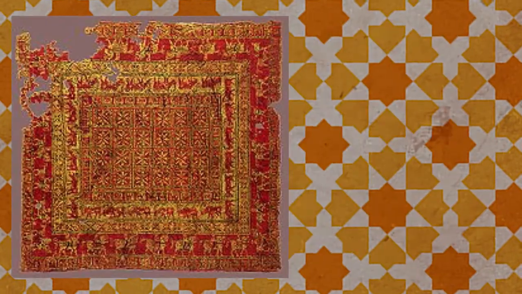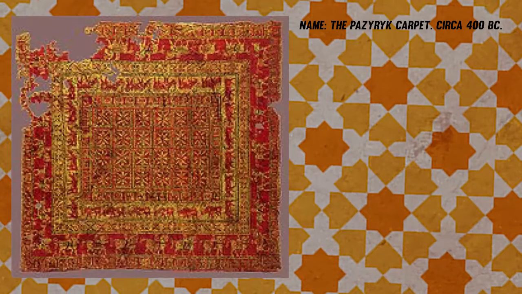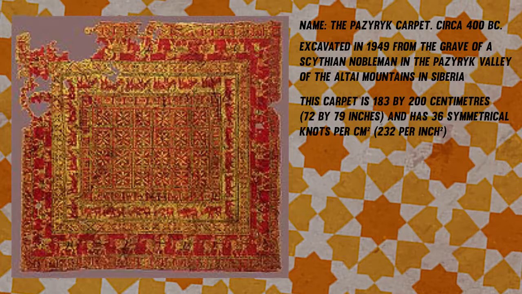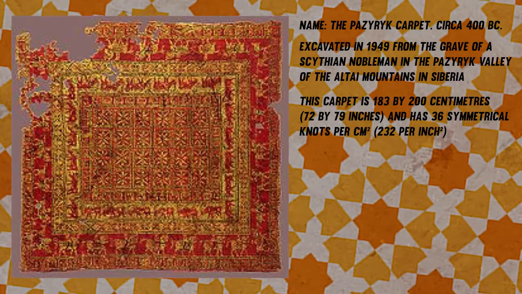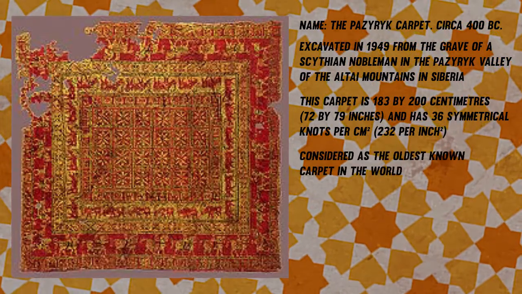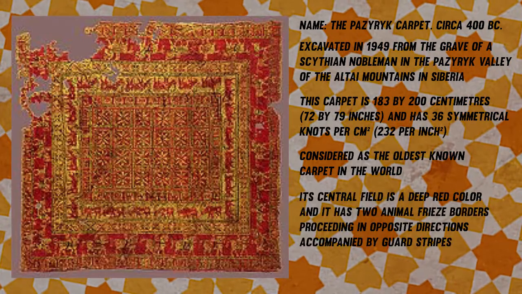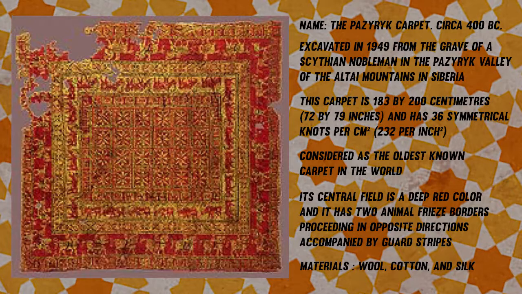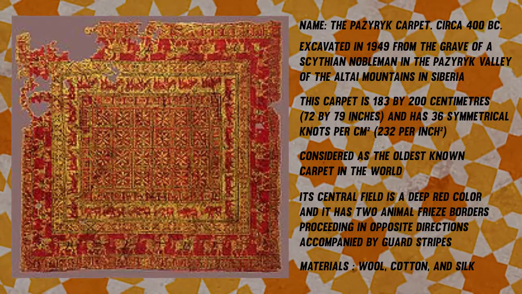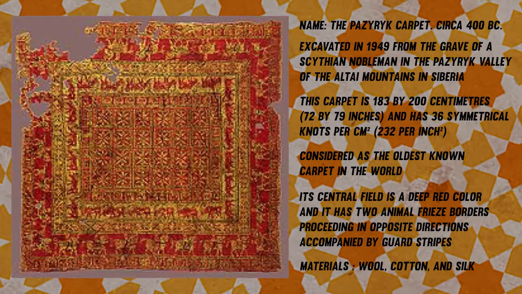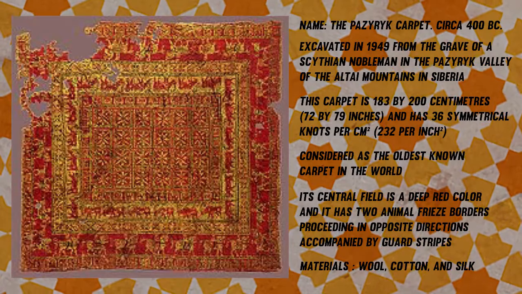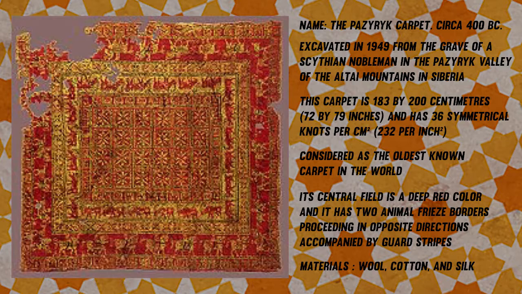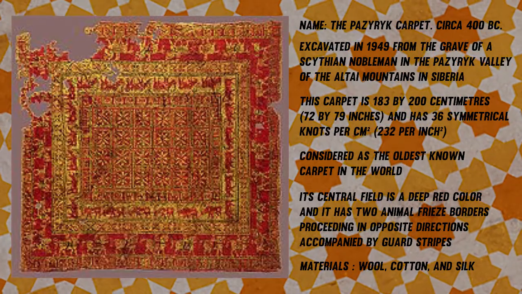The Pazyryk carpet is an example of Islamic textile. The carpet was created in 400 BC. It was excavated in 1949 from the grave of a Scythian nobleman in the Pazyryk Valley of the Altai mountains of Siberia. This carpet is 183 times 200 cm and has 36 symmetrical knots per square centimeter. It is considered the oldest known carpet in the world.